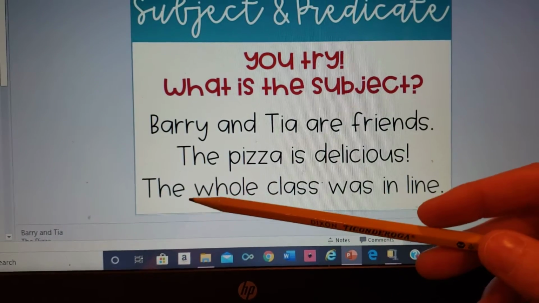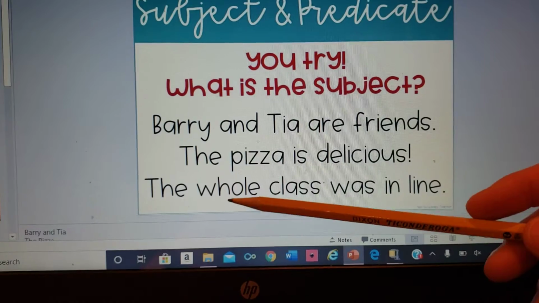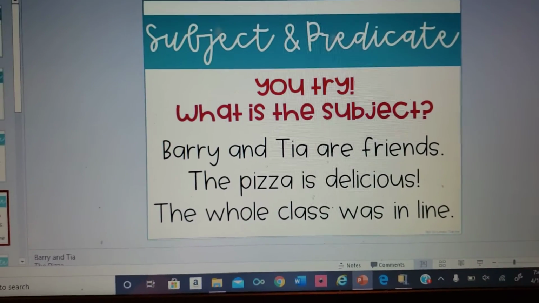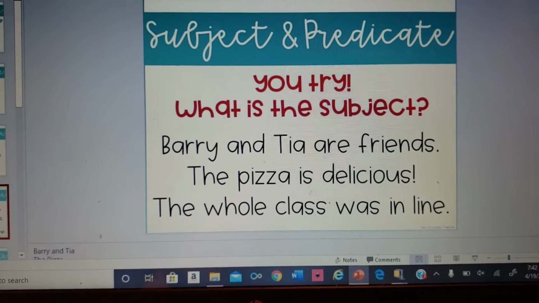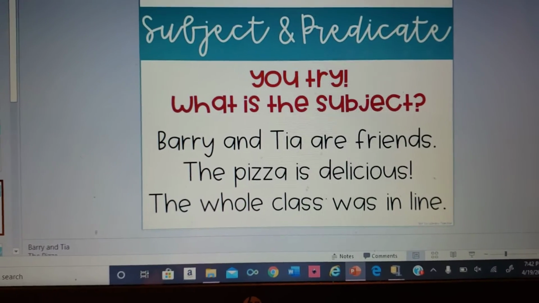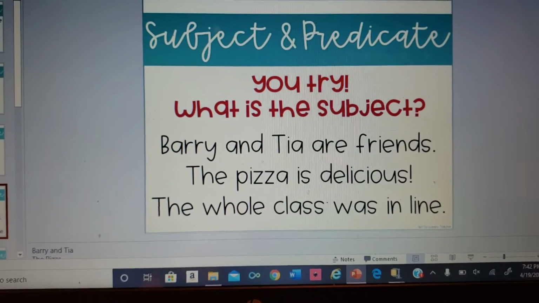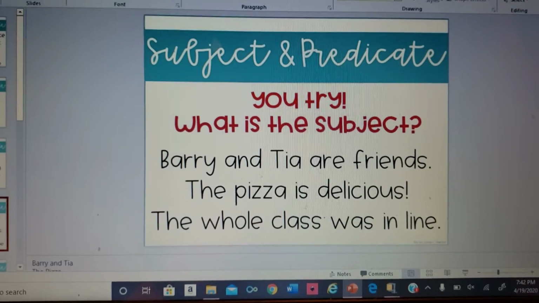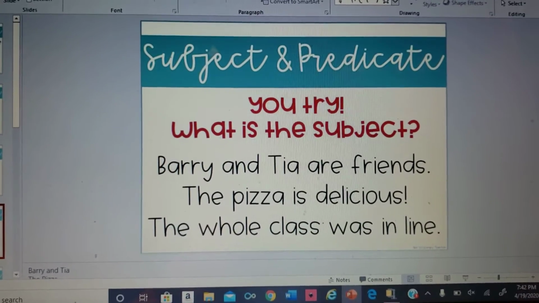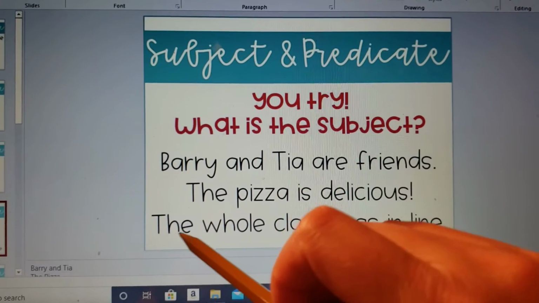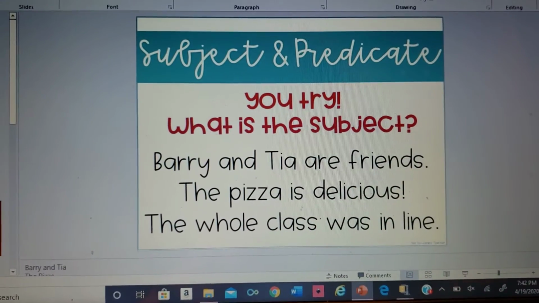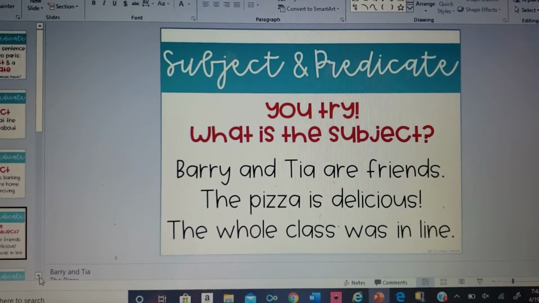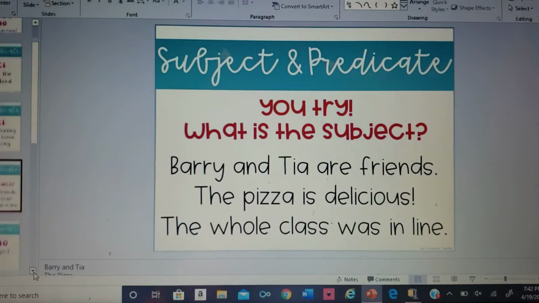And the next one, what is the subject of the sentence in this slide? I'm going to give you a minute to think about it here. It says the whole class was in line. What is the subject of this sentence? The whole class was in line. I have to answer who or what. So, who was in line? The whole class. I would underline the whole class. That is the subject of the sentence, okay? So, I know we'd slow down if we were actually in class doing this.